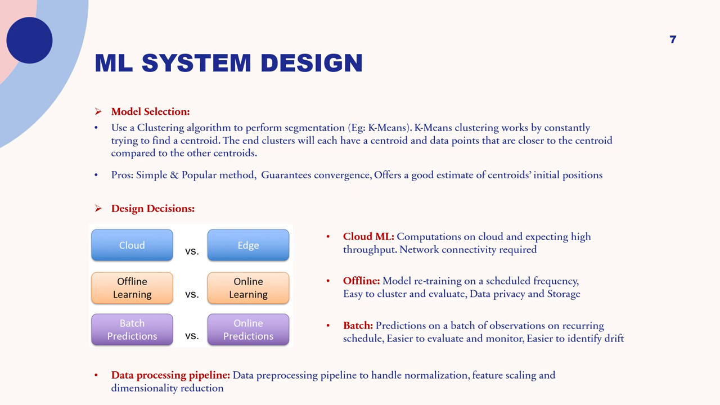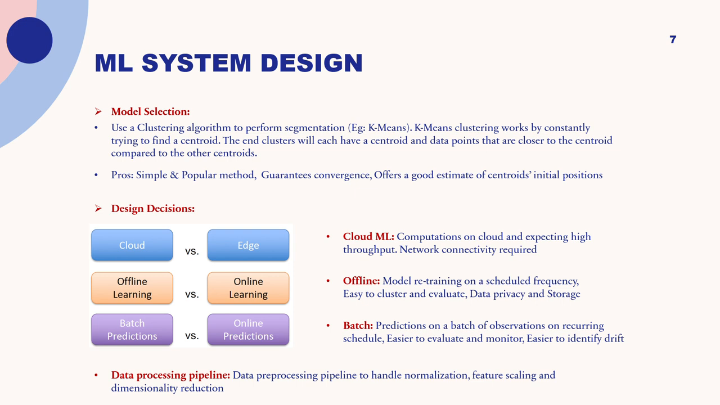Moving to the ML system design, the model selection. So the proposal here is to use k-means clustering as the model algorithm. So k-means clustering works by constantly trying to find a centroid. So the n clusters will each have a centroid and data points that are closer to the centroid compared to the other centroid. So what are the advantages of the k-means algorithm? It's a simple and popular method. It guarantees convergence, offers a good estimate of centroid central positions.